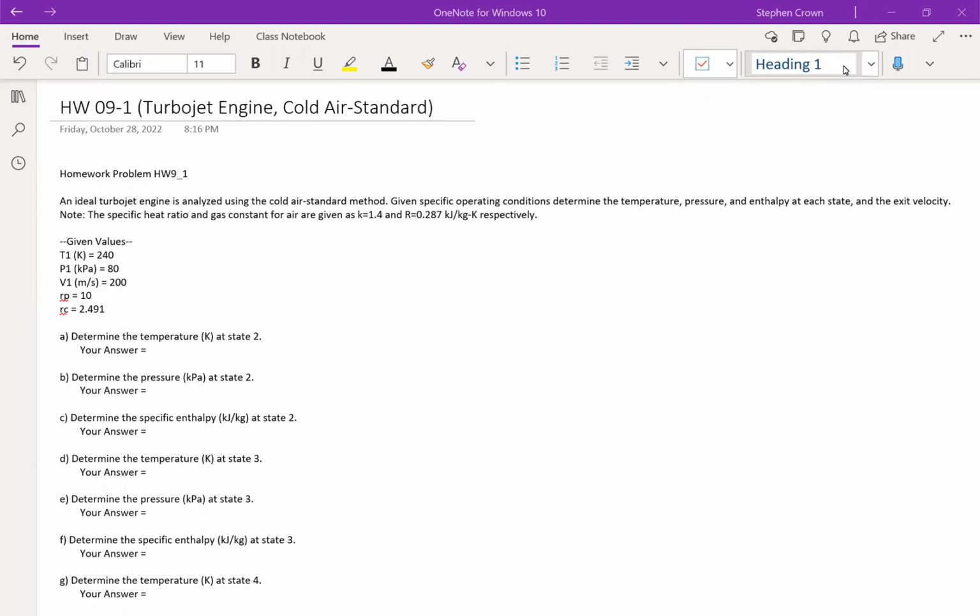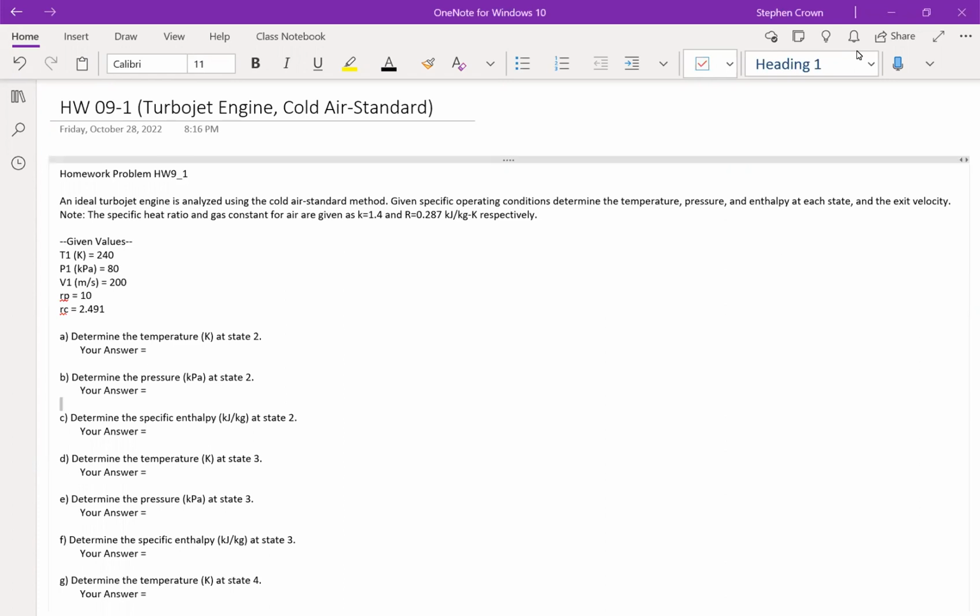We're going to use constant specific heats for the cold air standard method, where air at 300 degrees, the specific heat ratio is 1.4 and the gas constant is 0.287 kilojoule per kilogram K. We're given our initial conditions: temperature, pressure, velocity, pressure ratio for the compressor, and then cutoff ratio for the constant pressure heating in the combustion chamber or the heat exchanger. So let's start with drawing the components.